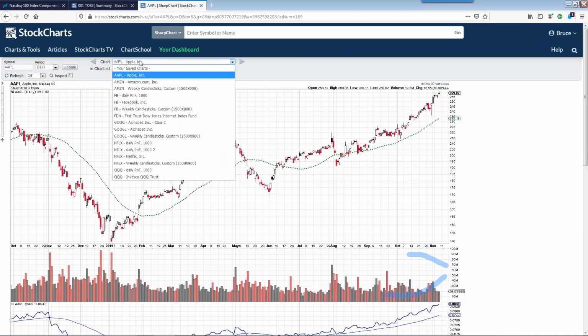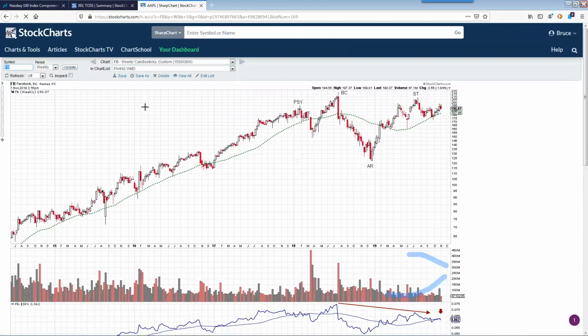But here we go. Let's start with Facebook. So here is a weekly chart. And you can see here that I've attempted to label what is this very large structure.